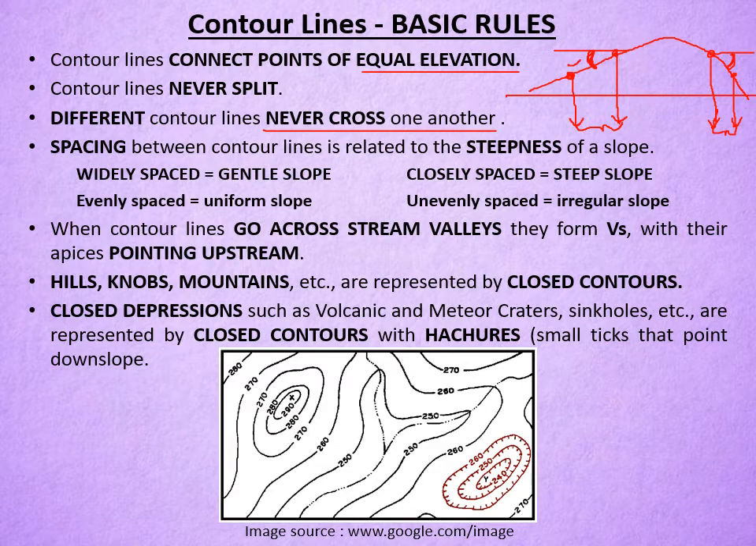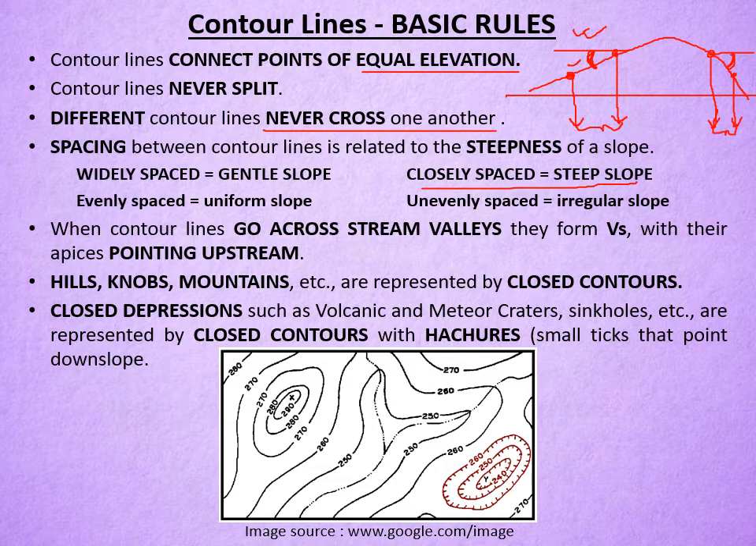So here, for this side of the hillock, the slope is gentle and it is identified by the distance between two contour lines. That means a higher contour interval indicates that the slope is gentle. But when the contour interval is low, that means contour lines are closely spaced, then it indicates a steeper slope.